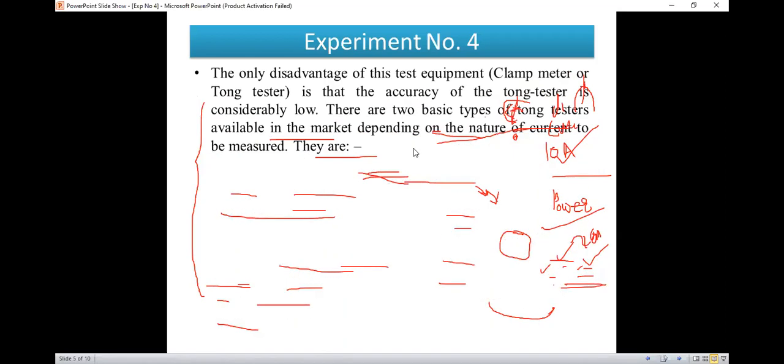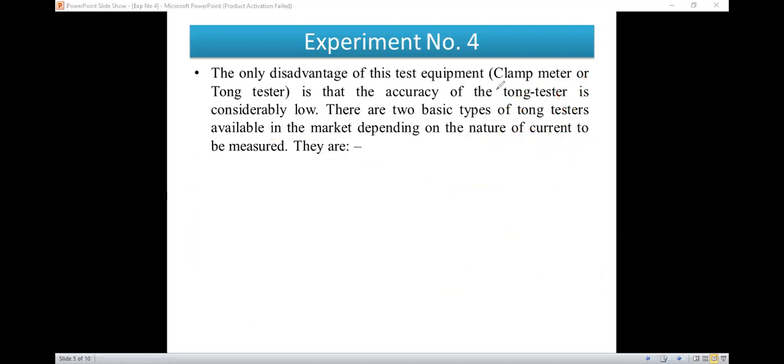Now one of the disadvantages of this clamp meter, or tong tester, is that the accuracy of the tong tester is considerably low. Okay, that means it will show the value, but whether it is strongly correct or not, that means its accuracy is less, or it is less accurate.